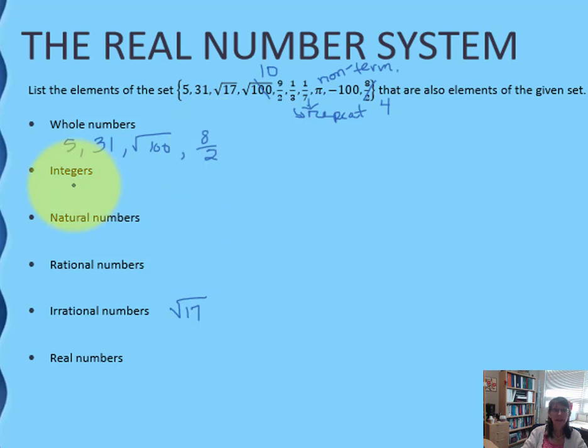Next, the integers would include all the whole numbers we listed and any negative values. So I'm starting with 5, 31, square root of 100, 8 halves, and we also can include now the negative 100.